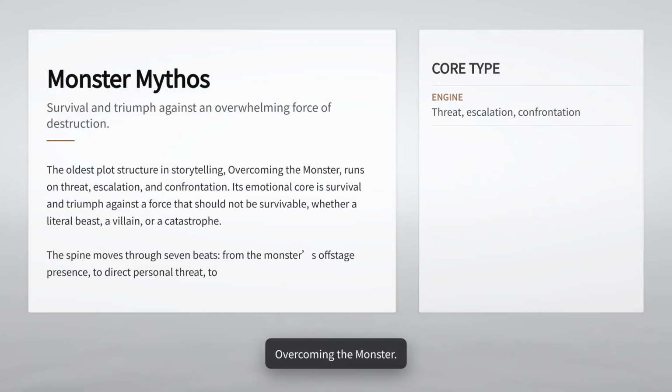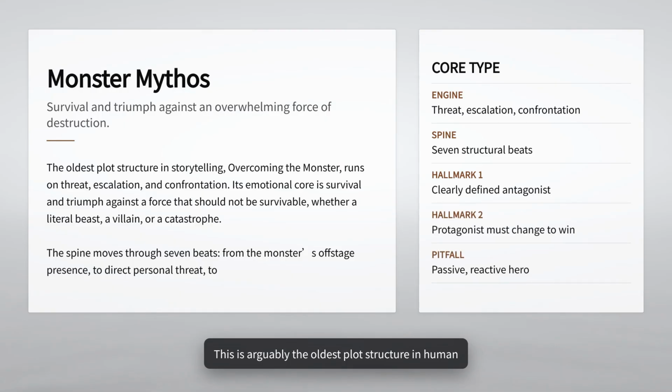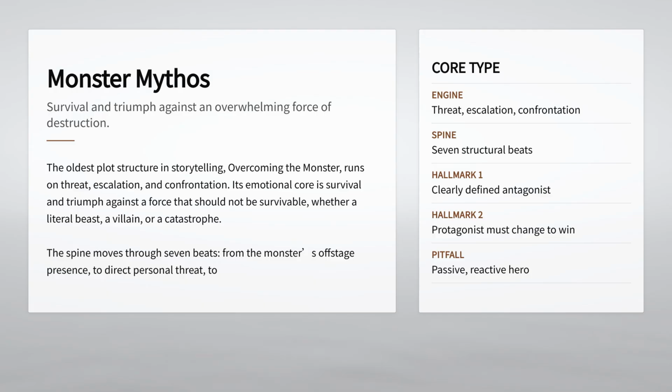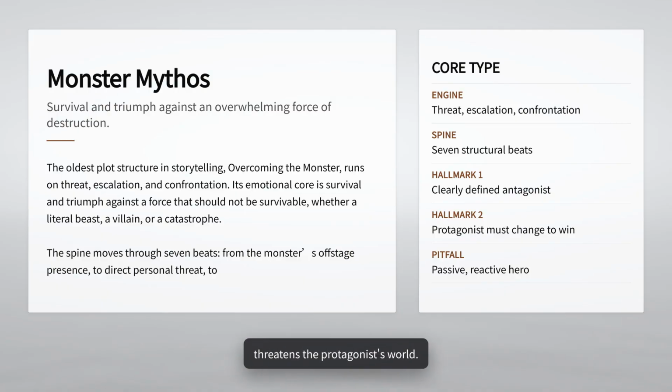Overcoming the monster. This is arguably the oldest plot structure in human storytelling, present in myth, folklore, and the earliest recorded narratives. Its emotional core is simple and powerful, survival and triumph against a force that should not be survivable. The protagonist confronts an external force of destruction, a literal monster, a villain, a natural catastrophe, a criminal organization, any antagonist whose existence threatens the protagonist's world. The story's engine is threat, escalation, and confrontation.